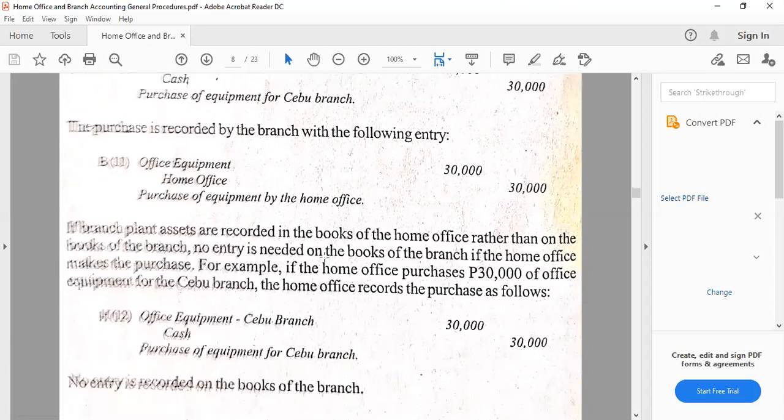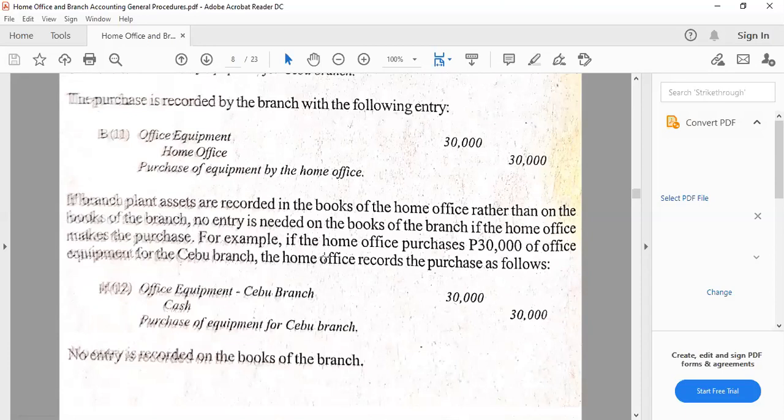or consider here. Now, for this case, another thing, what if, for example, there is a purchase of equipment for Cebu branch, and then let's check. Okay, so this is, for example, the home office purchases 30,000 of office equipment for the Cebu branch. An assumption here is that the branch plant assets are recorded in the books of the home office rather than on the books of the branch. All right, so that's why there's really the dash here, Cebu branch, on the office equipment account title, just to emphasize that this is the office equipment acquired for the Cebu branch.